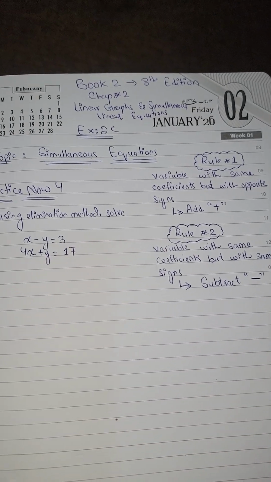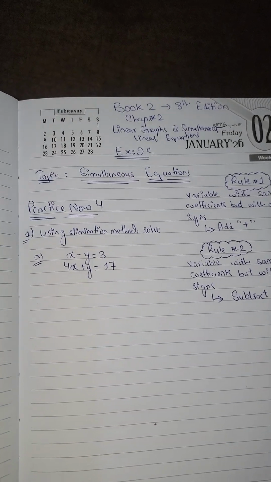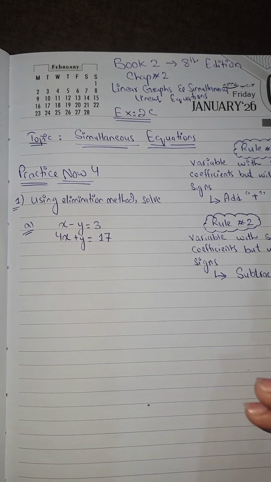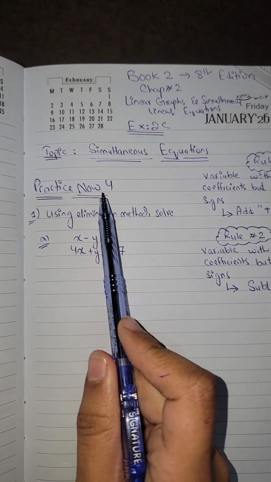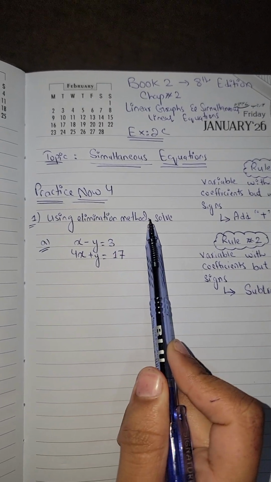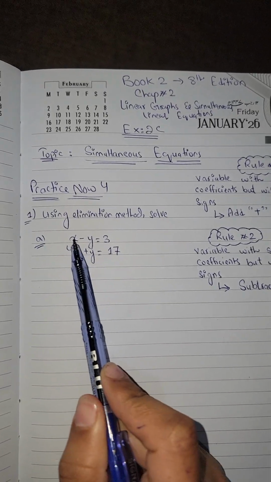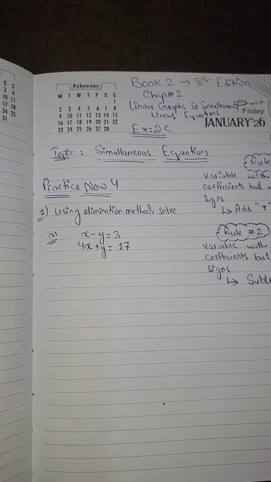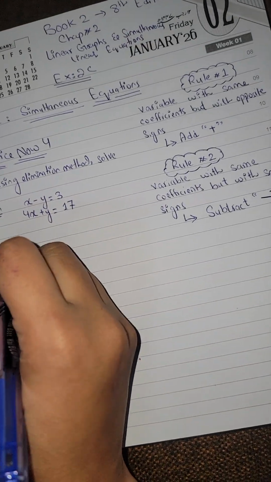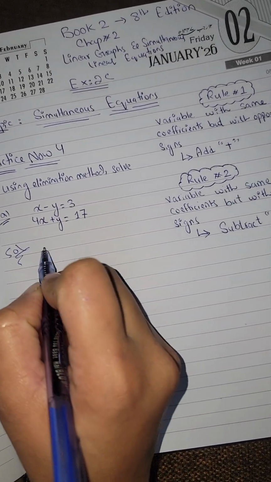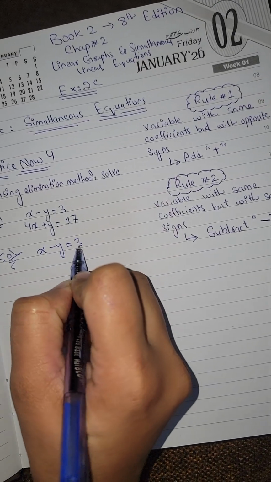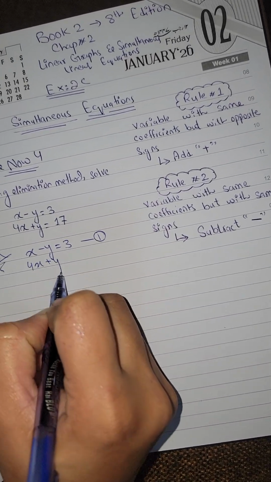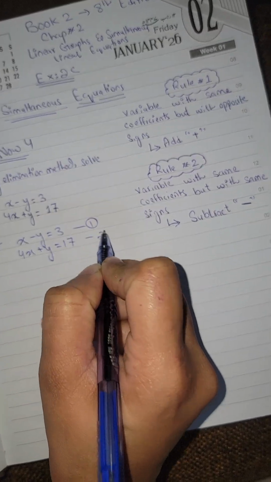As we all know, in a simultaneous equation we have two equations and we have to solve those two equations side by side. So for example, we are going to start with practice now 4. Using the elimination method, solve this equation. The first equation is x minus y is equal to 3 and the second equation is 4x plus y is equal to 17. The very first step is that we are going to name these two equations. x minus y is equal to 3, this is my equation 1, let's say, and 4x plus y is equal to 17, this is my equation 2.